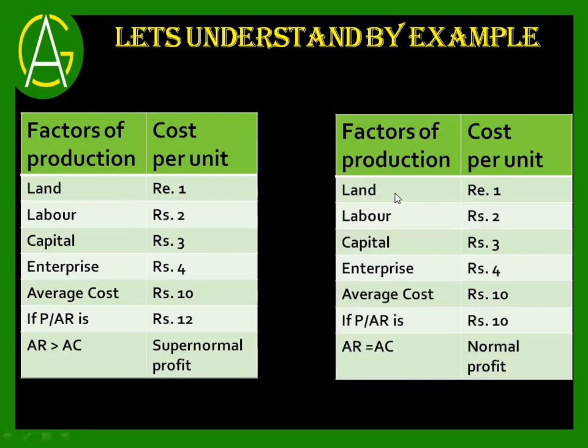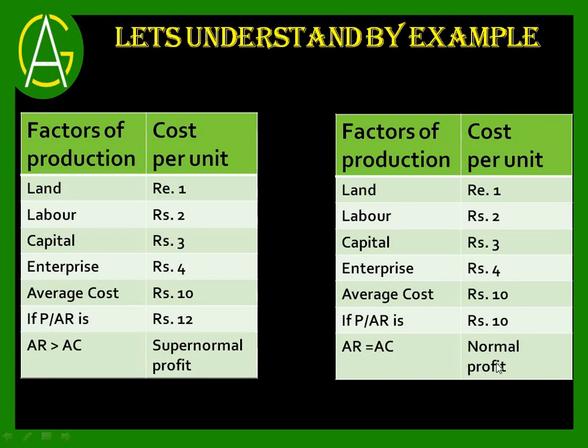Again, the factors of production are paid: land is paid 1 rupee, labor 2 rupees, capital 3 rupees, and enterprise, that is the entrepreneur, is paid 4 rupees. The average cost of manufacturing one unit of product X is 10. When this product is sold in the market at the price of 10, that is, average revenue is 10. So 10 rupees is the average cost and 10 rupees is the price, that is, average revenue is equal to average cost.